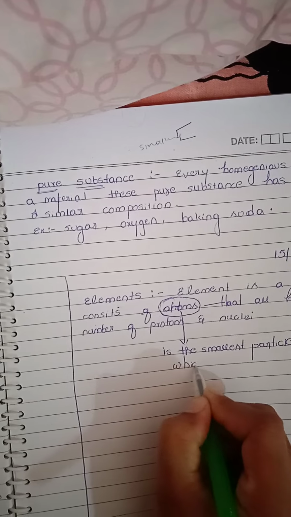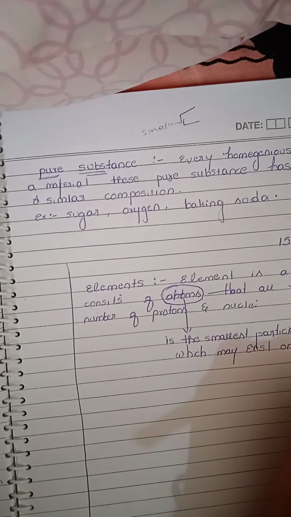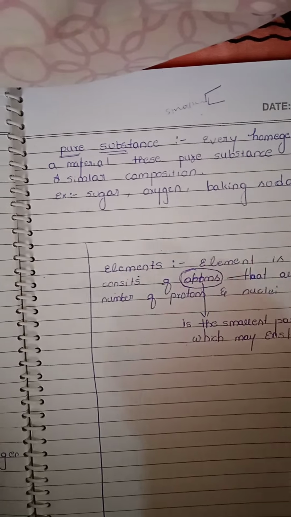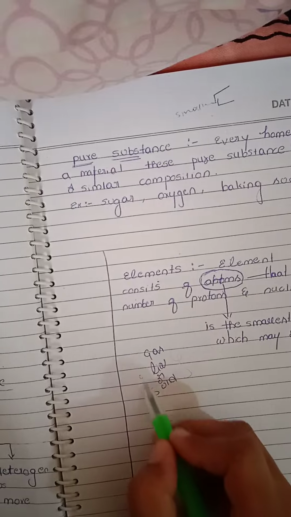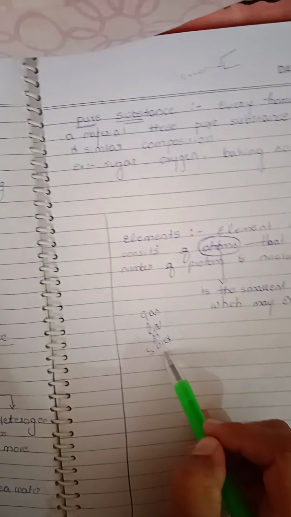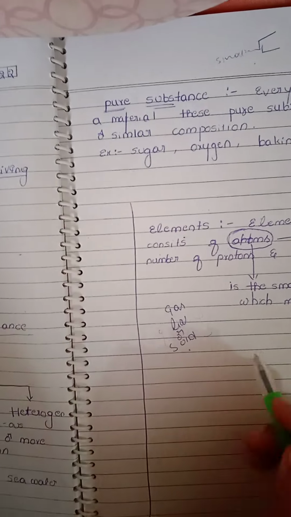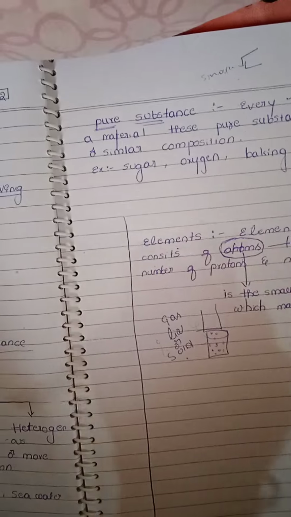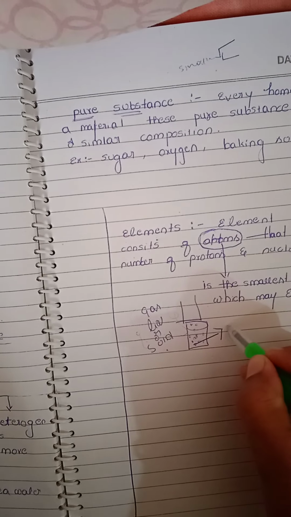The smallest particle which may exist on its own is called an atom. Everything around us, if you take a gas, liquid, or a solid, all these are matter only. Got it? Everything is made up of matter. If you observe the matter closely, it seems to be made up of tiny particles. For example, if you take a liquid or a solid and observe deeply, we can see some tiny particles, those are called atoms.